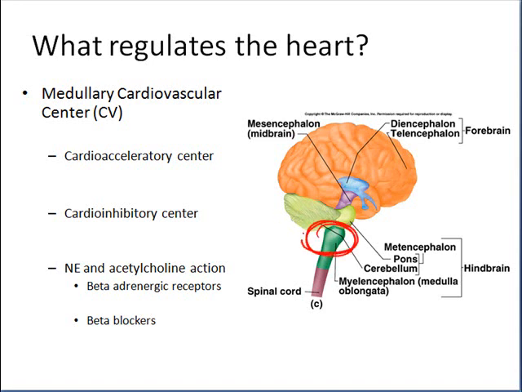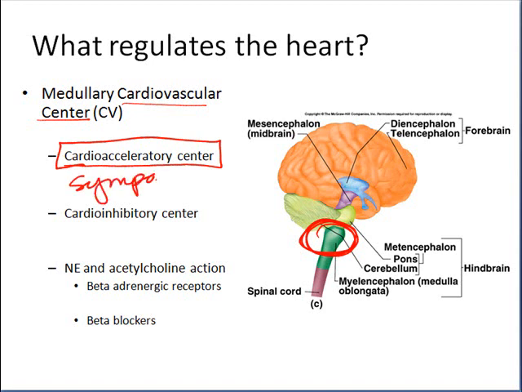cardiovascular center. And that cardiovascular center has subparts. Some of the neurons in that cardiovascular center are a part of what's called the cardioacceleratory region. Their job, obviously, as the name implies, is to send out signals along the sympathetic nervous system to increase the overall beats per minute and contractility of the heart muscle.